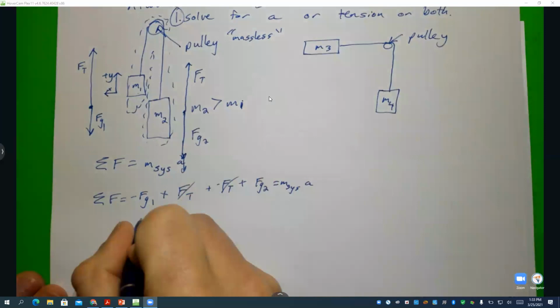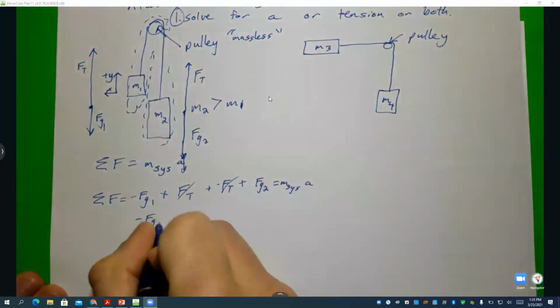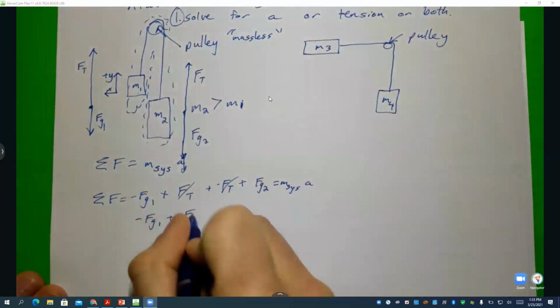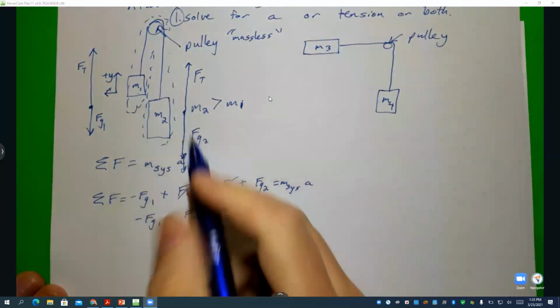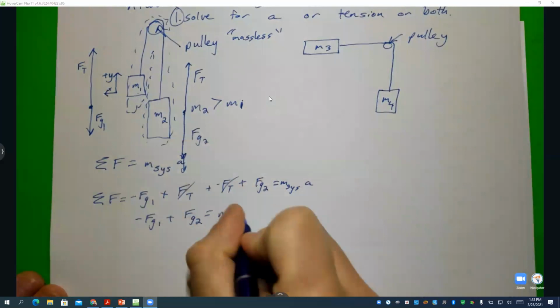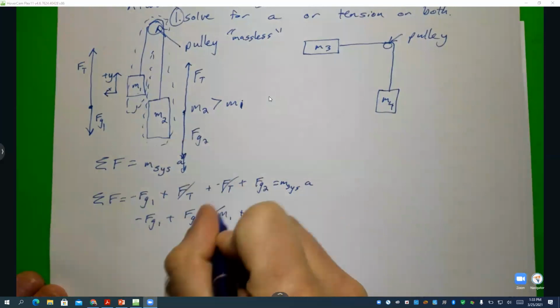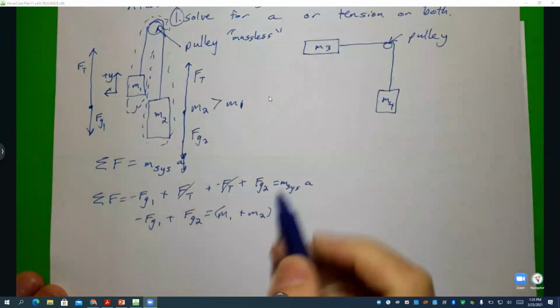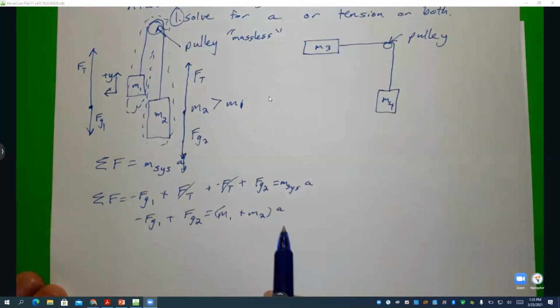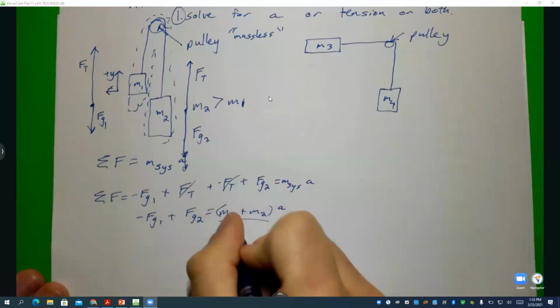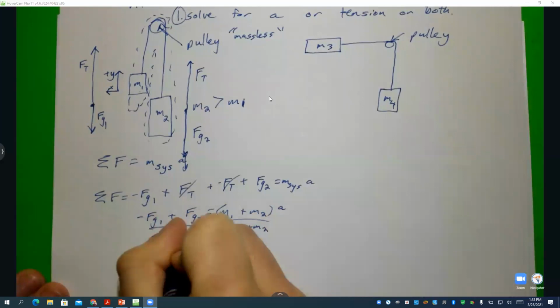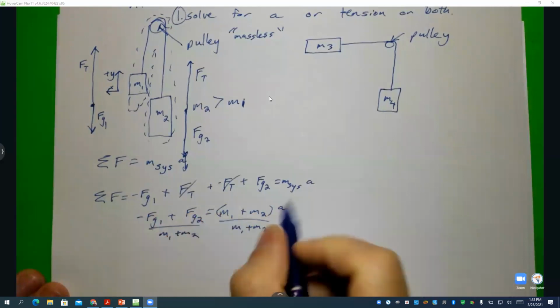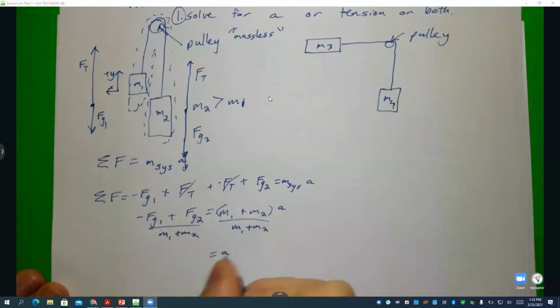And so you get negative FG1 plus FG2 equals the mass of the system, which is both masses together. Both masses contribute to the mass of the system times the acceleration. So that's what you would do first. And then you divide by M1 plus M2, and that's going to give you your acceleration.